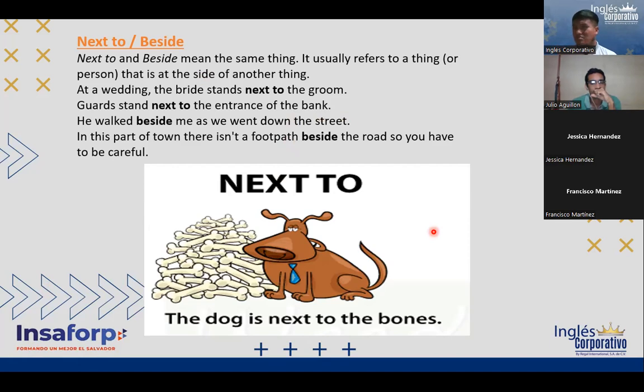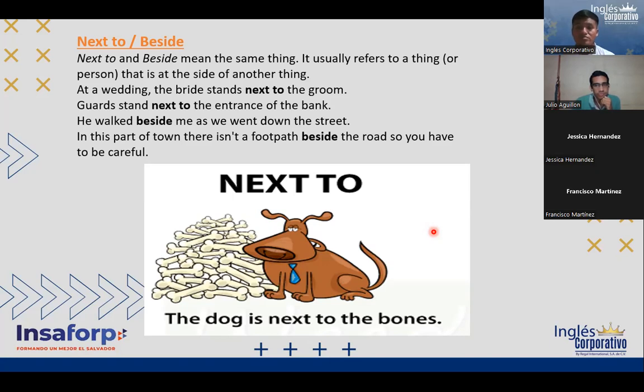No hay alguna para ocupar next to or beside algo específico, o se puede ocupar independientemente cualquiera de los dos. Either or, sí, cualquiera de los dos. No hay algo que diga en esta situación vas a utilizar beside, en esta vas a utilizar next to. No, ambos significan lo mismo. Sometimes, hay veces, podríamos decir que son sinónimos, ¿ok? Si utilizas una o la otra, it doesn't matter. It's the same thing.